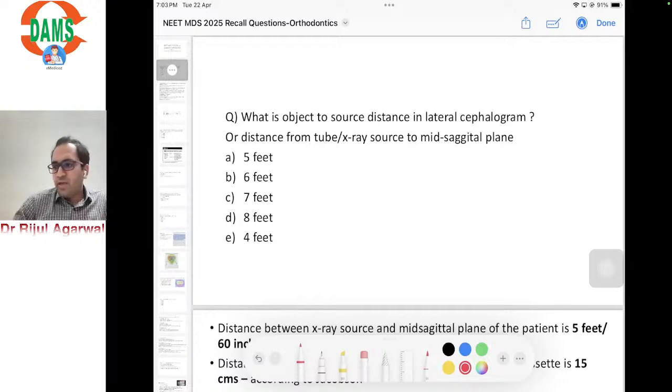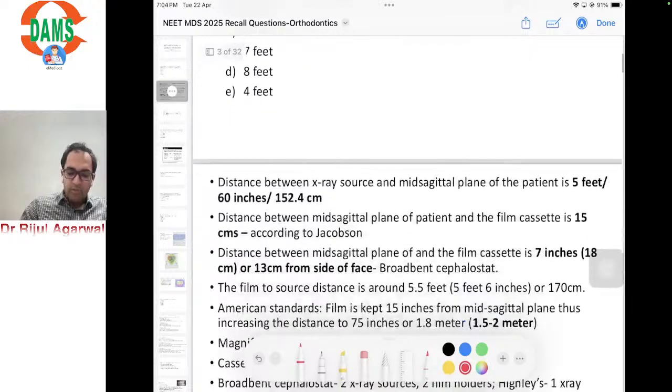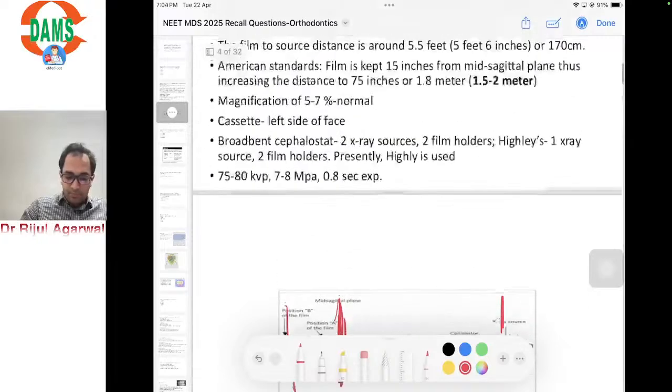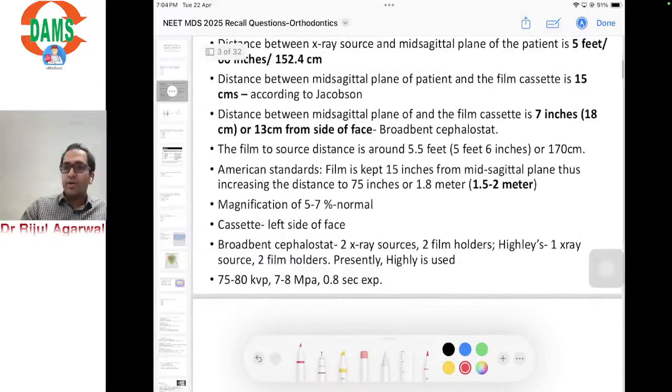Okay, so this is a very simple and direct question, nothing much to explain in it. So the correct answer was 5 feet or 60 inches or 152.4 centimeter. Okay, and that is the distance from the X-ray source to the object. And from object to the film, it is 15 centimeter according to Jacobson, or 18 centimeter or 7 inches according to Broadbent. Okay, so the total distance from film to source is 5.5 feet or 5 feet 6 inches.